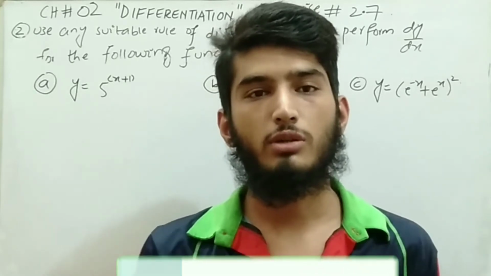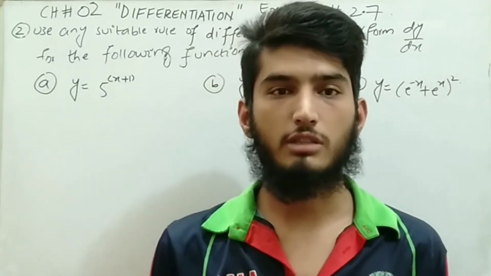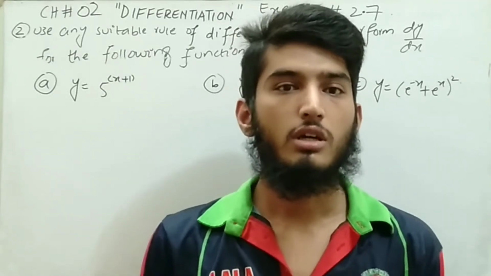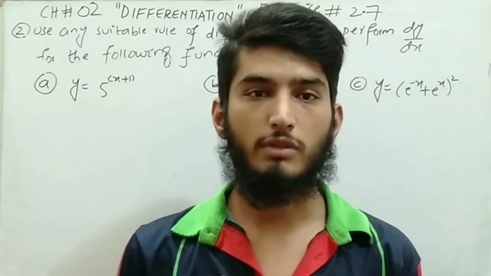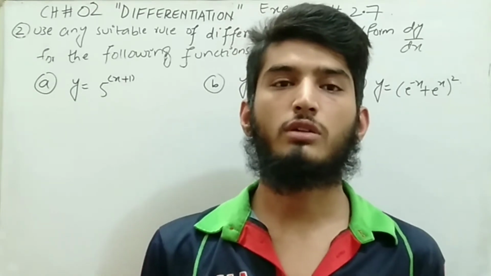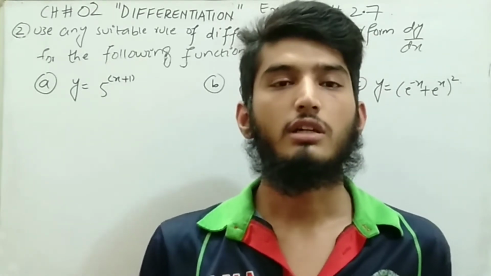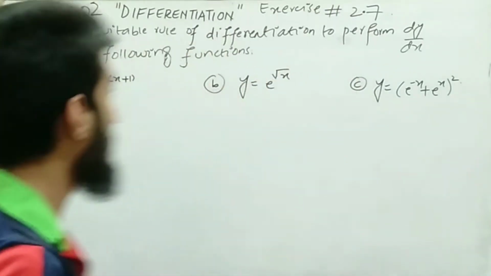In the previous video we learned question number 1 of exercise number 2.7 related with chapter number 2 differentiation, APC part 2 mathematics. Question number 1 of exercise 2.7 was related with natural logarithmic differentiation. In today's video I am going to solve question number 2 of the same exercise 2.7 related with the topic exponential differentiation. So let's move toward question number 2.